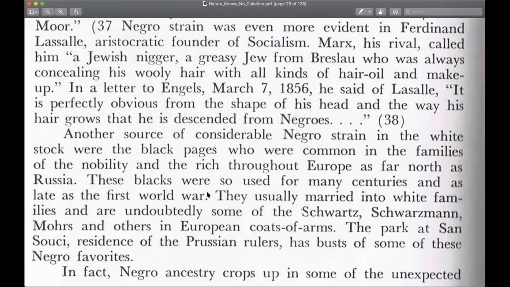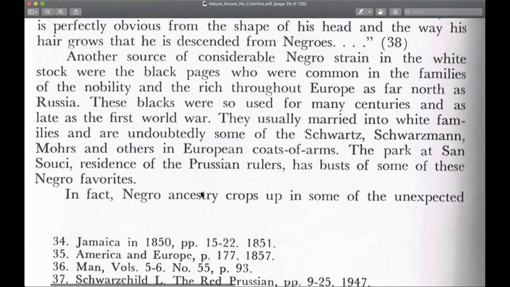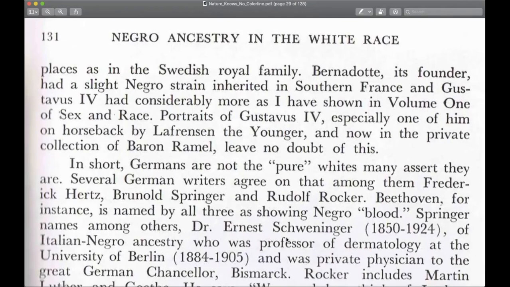So we've seen a lot, again, a lot of these crests. In fact, Negro ancestry crops up in some unexpected places, as in the Swedish royal family. Bernadotte, its founder, had a slight Negro strain inherited in southern France, and Gustavus IV had considerably more. As I have shown in Volume 1 of Sex and Race, portraits of Gustavus IV, especially one of him on horseback by Lafrensen the Younger, now in the private collection of Baron Rammel, leave no doubt of this. All right, he's showing him to be a so-called Negro man.